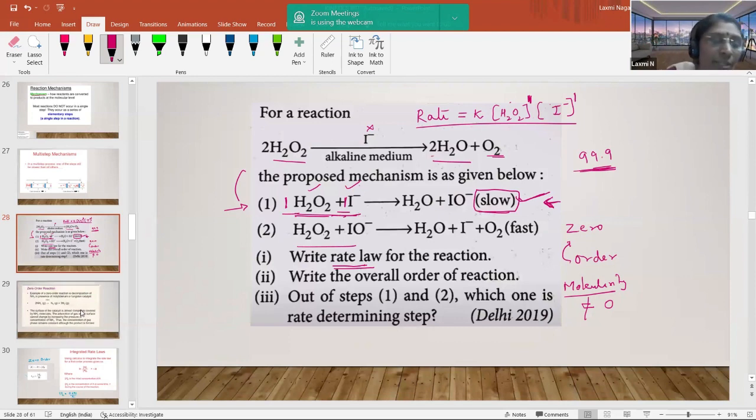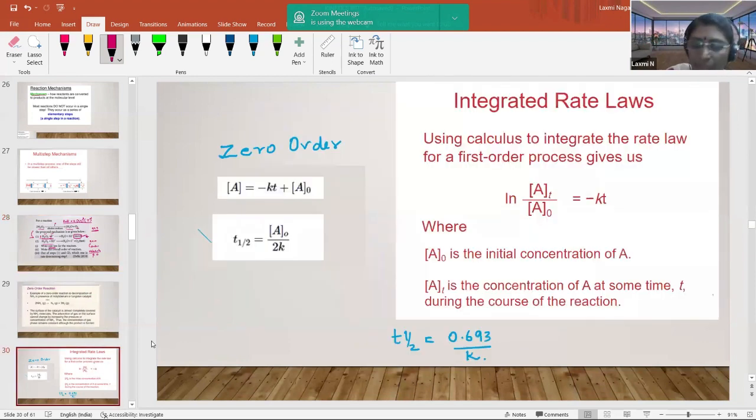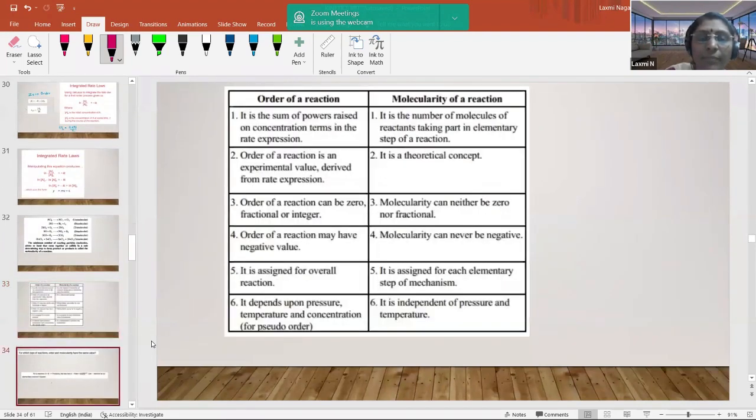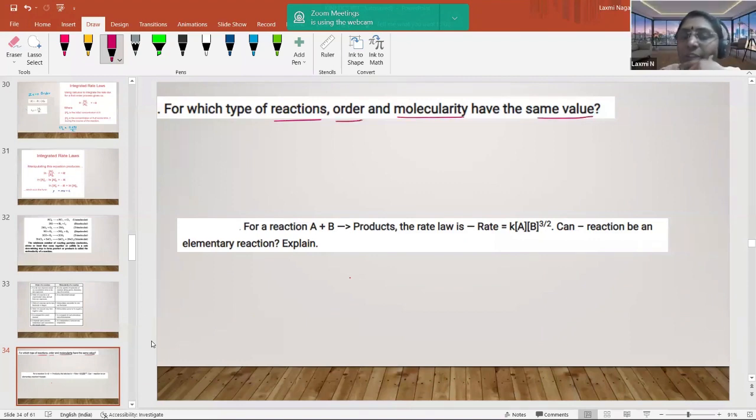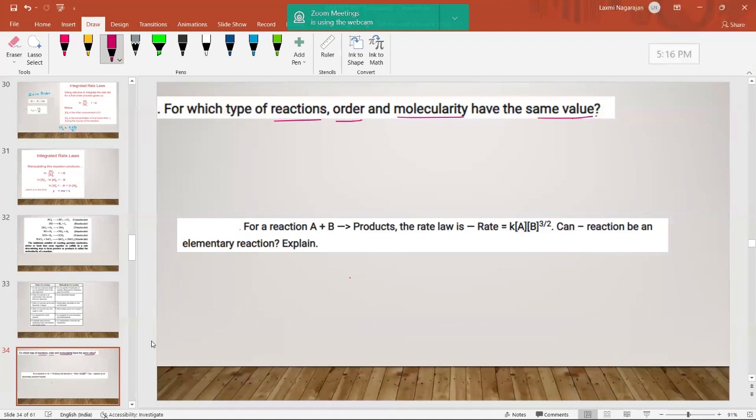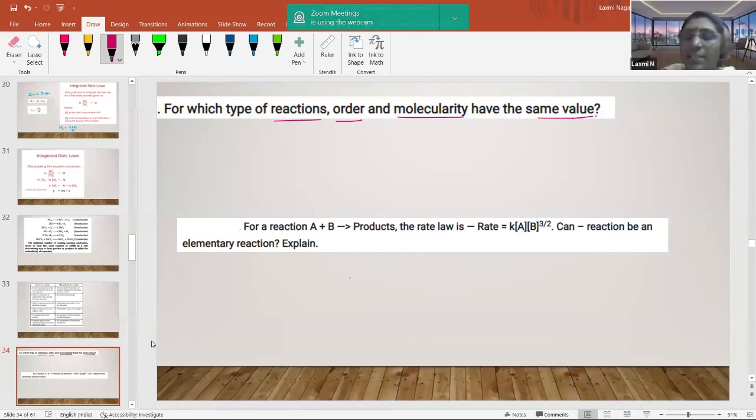So in fact, there were questions sometimes. I think I had collected one of the questions. Yeah, here. For which type of reactions do order and molecularity have the same value? What can be the answer, teachers, here? Elementary reactions. Elementary reactions, which happen in one step. The values are the same. Okay. Give an example of a reaction in which order and molecularity are different.